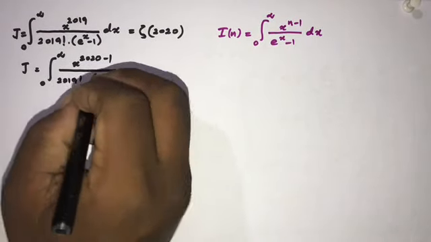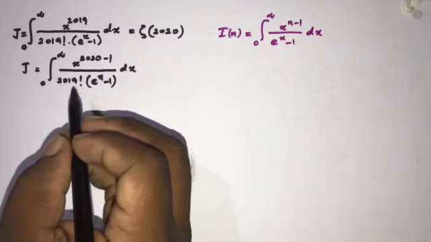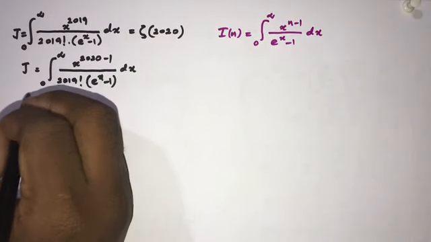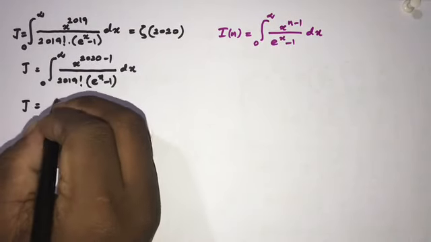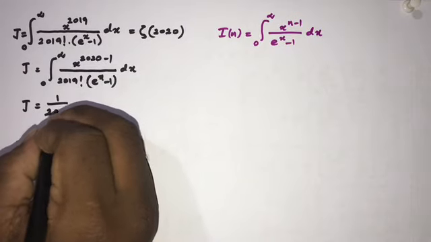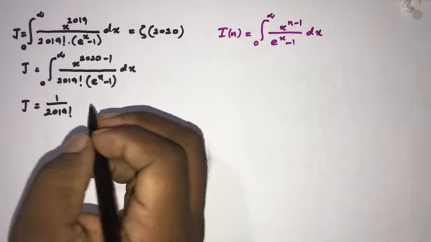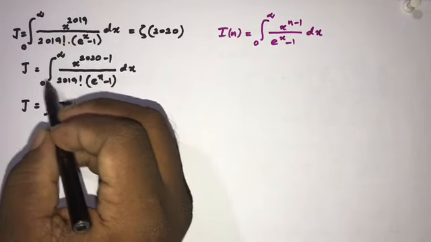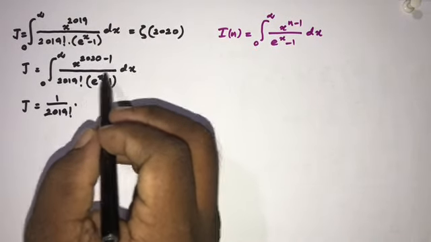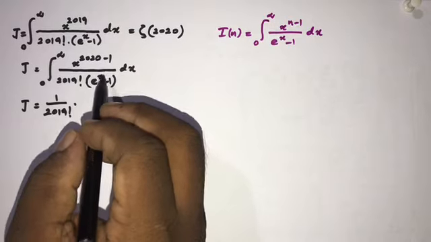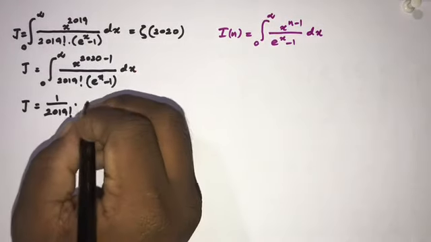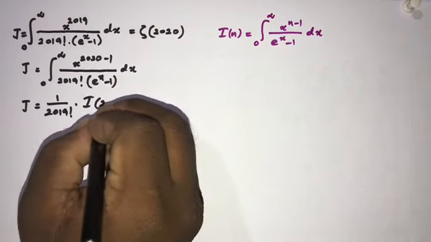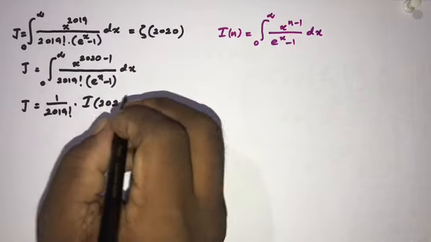And now this 2019 factorial is a constant, so we can write it outside of the integral. So J is equal to 1 over 2019 factorial times the integral from 0 to infinity of x to the 2020 minus 1 over (e to the x minus 1). So we know this is I of 2020.